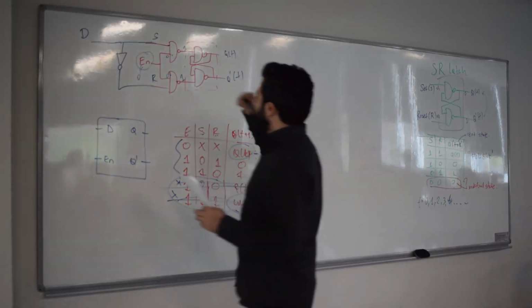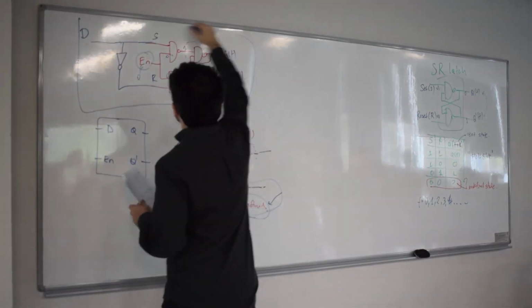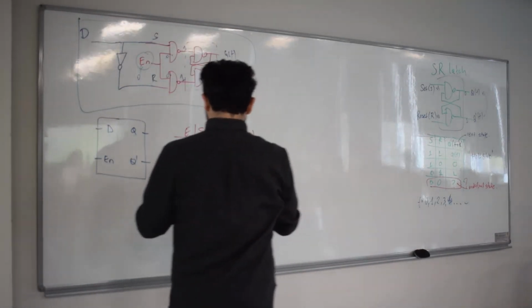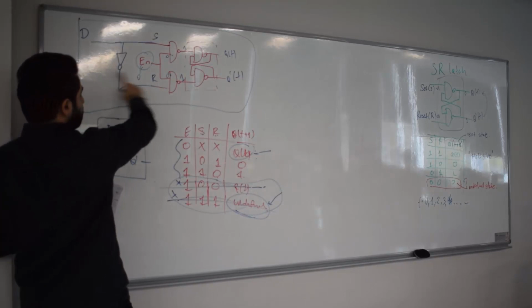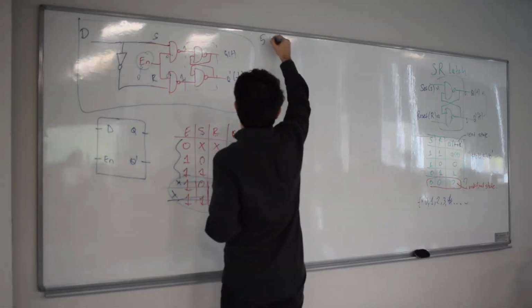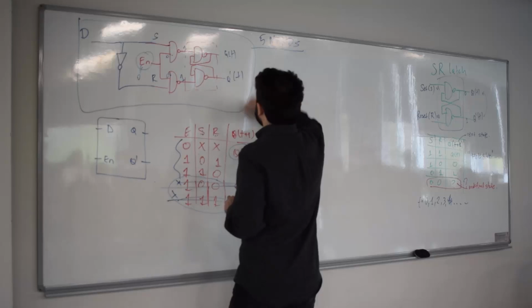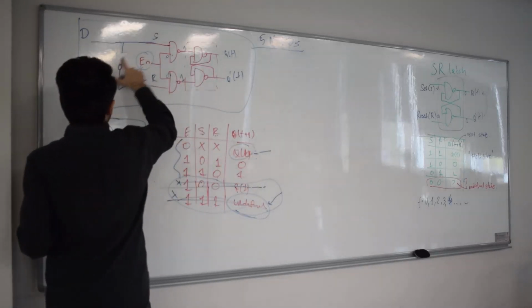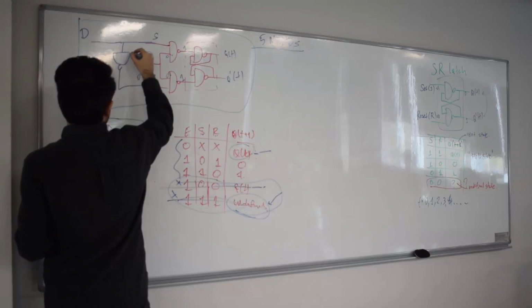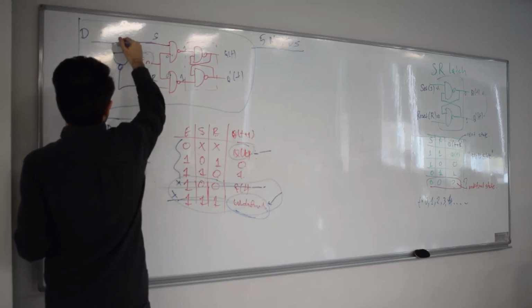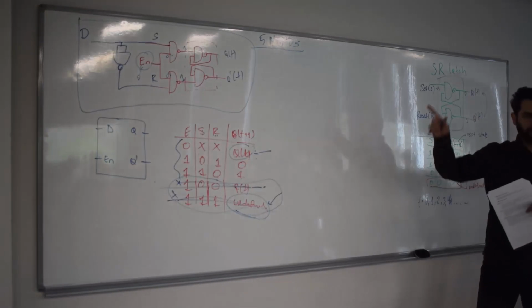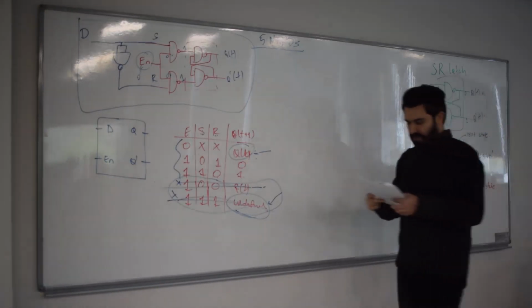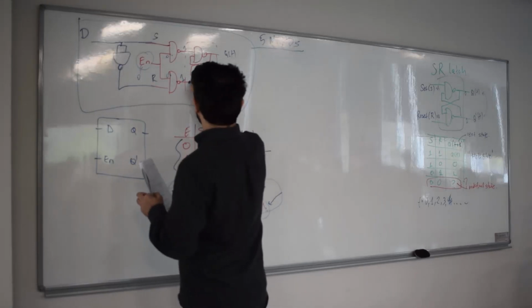Okay, so when I look at this D-latch, one of the things I realized is that if I replace this NOT gate with a NAND, this uses 5 NANDs, right? 5 NANDs. So let's just replace this with a NAND. Remember the NAND? This is a NOT gate. So we got this NAND technology mapping for the SR latch and use 5 NANDs.